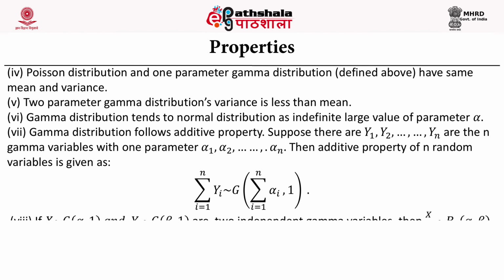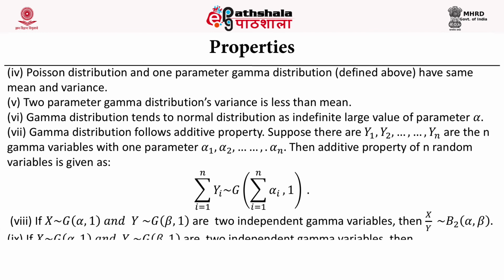So if x follows a gamma distribution with parameter alpha, 1, and y follows a gamma distribution with parameter beta, 1, are two independent gamma variates, then x upon y follows another distribution, that is the beta distribution of the second kind with parameters alpha, beta. If x follows a gamma distribution with parameter alpha, 1 and y follows a gamma distribution with parameter beta, 1 are two independent gamma variables, then x upon x plus y follows the beta distribution of the first kind with parameters alpha, beta.